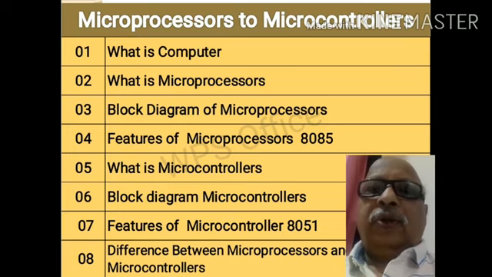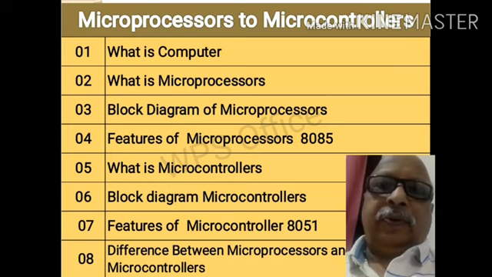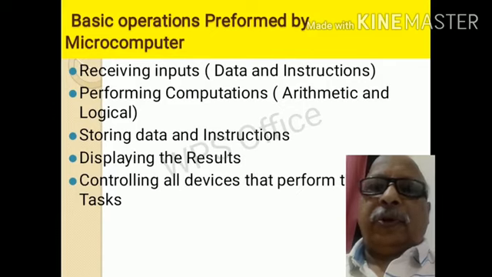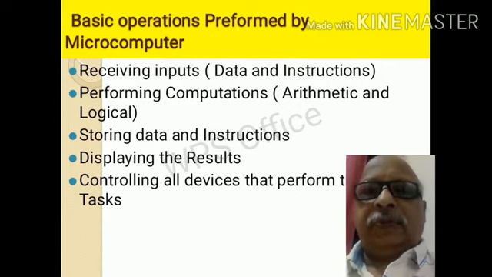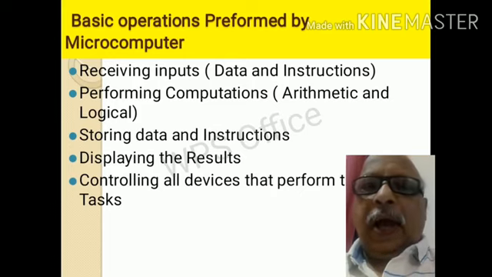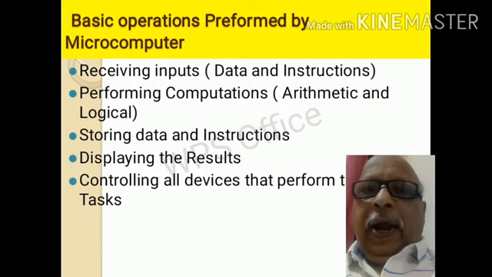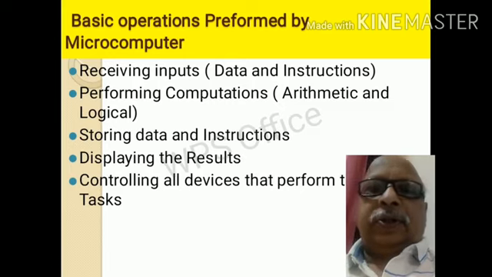So first, what is meant by computer? What is the basic operation performed by the computer? Computer is a device which receives the input. Input is nothing but the data and instructions. Then after receiving, it performs arithmetic and logical calculations or different types of computation. Then it stores the data and instructions.